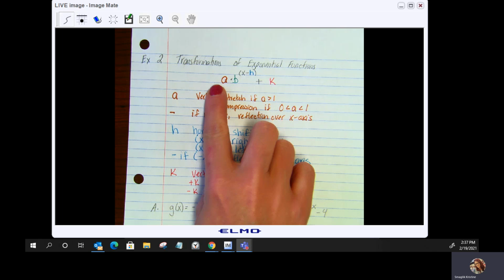Now, just because I am reflecting over the y-axis, my y-intercept is not going to change. It's still going to be at 0, 1. And my asymptote, because again, I'm not moving my graph vertically, that asymptote is on y equals 0. Remember, y is a vertical indicator. It's not moving up or down. So therefore, my y-asymptote is still going to be at y equals 0.